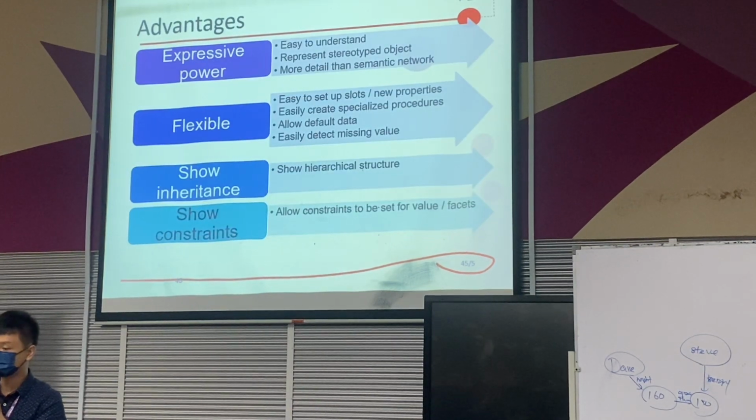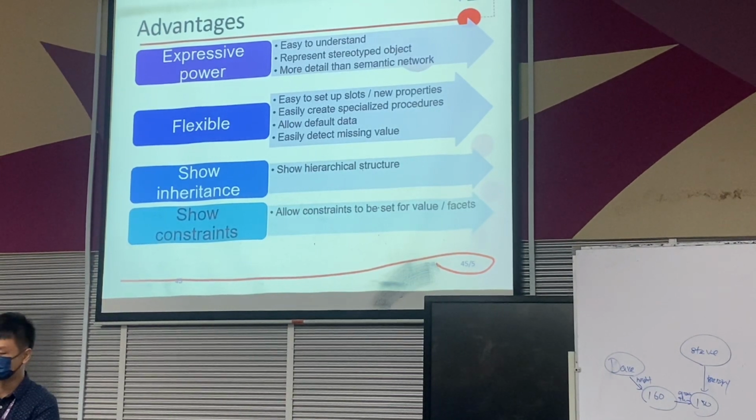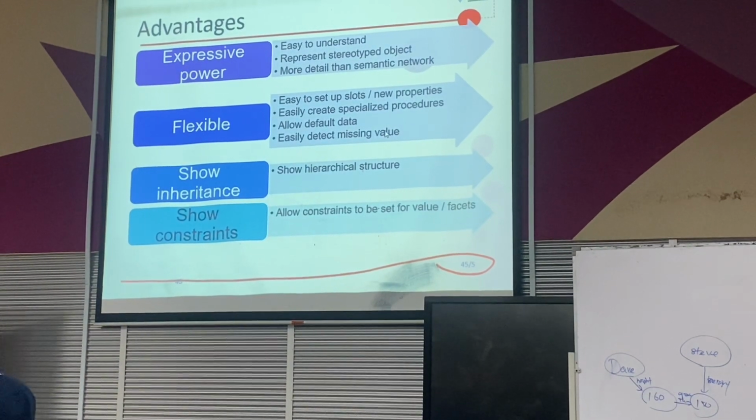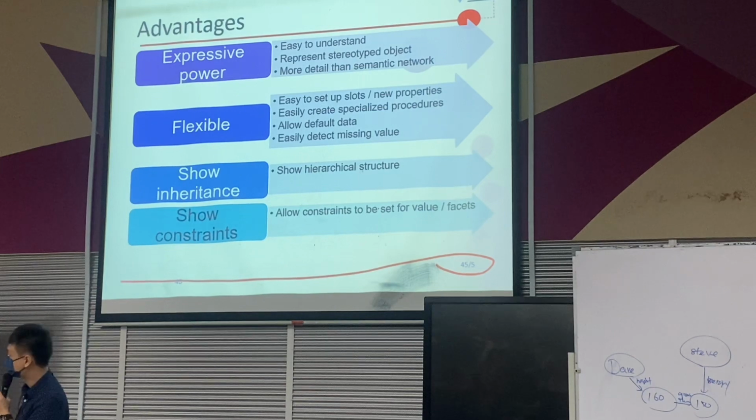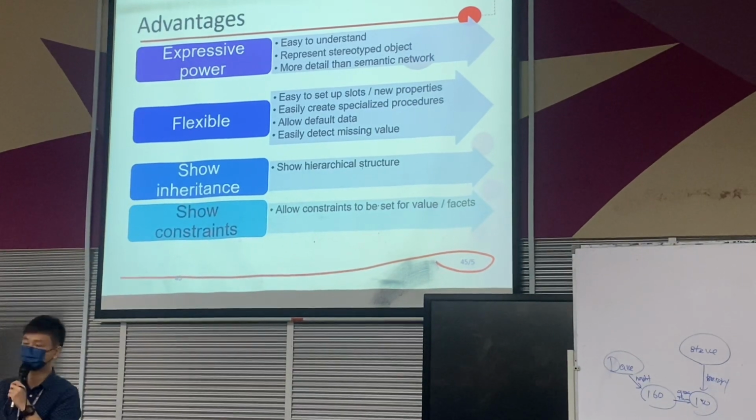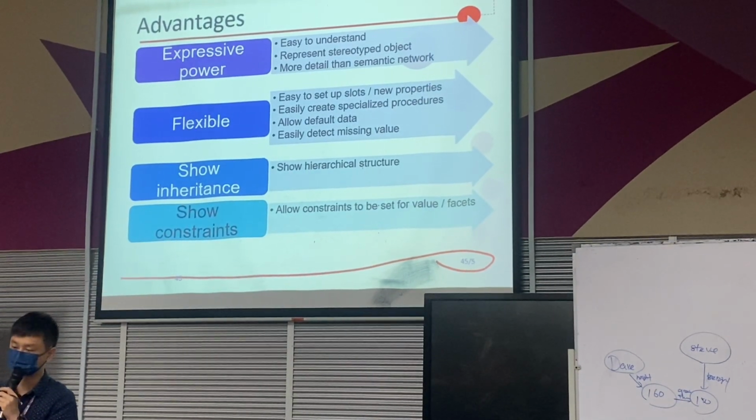So what are the advantages of frames? Easy to understand, right? You have a frame, very organized. You can deduce the properties of each of the objects, and it's very flexible. You can easily add a class, you can easily add properties, or easily detect missing values. Unlike semantic networks, if you have a very big semantic network here, you may miss out one of the important elements or properties. But through frames, you can easily spot the missing value or the missing properties.